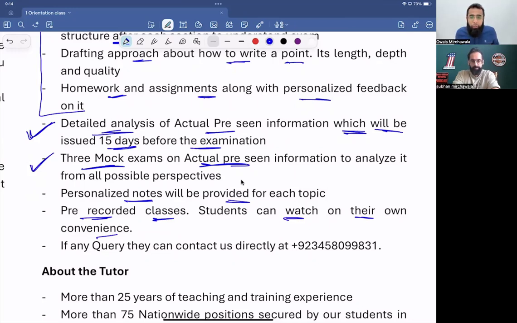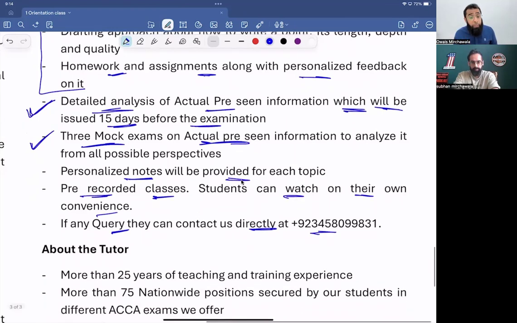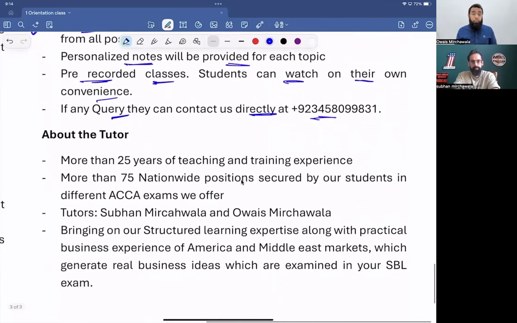But it's not just recorded classes. If you have any query, you can always connect with us directly on this number. We are just a message away. You drop us a message, we guide you on WhatsApp. You send us your answers for checking, we check your answers and give you feedback. So it's not just lectures, you are getting our real-time support and our feedback facility on the answers.